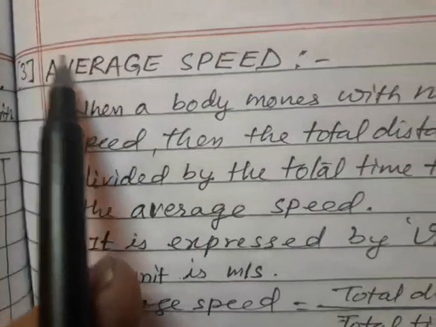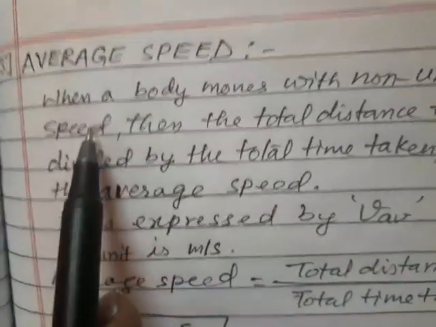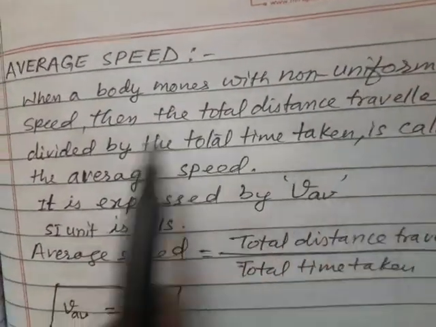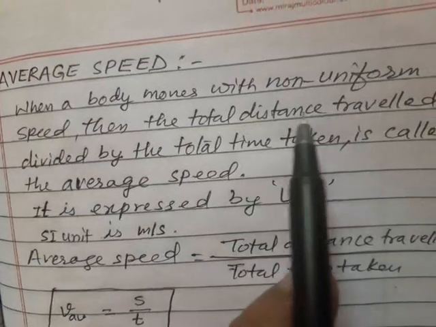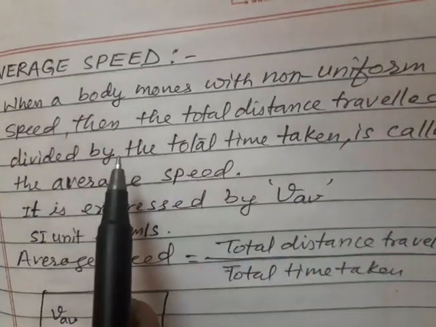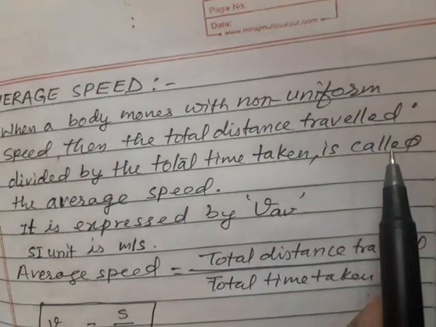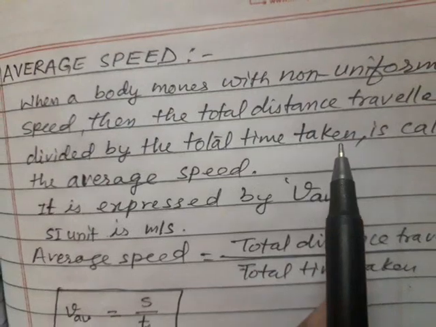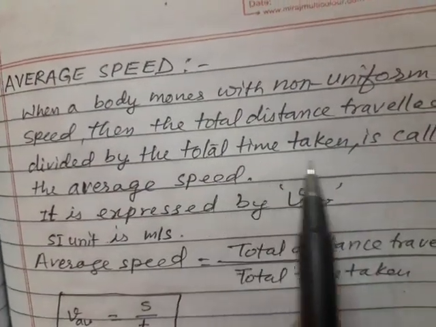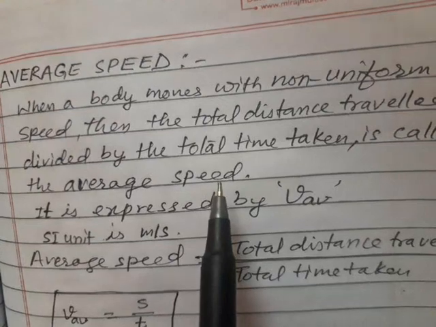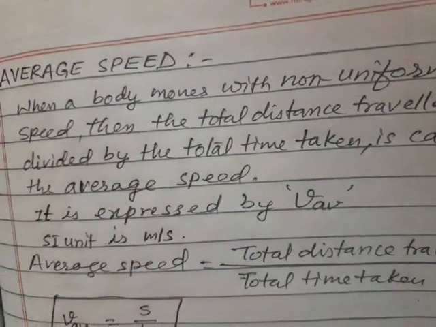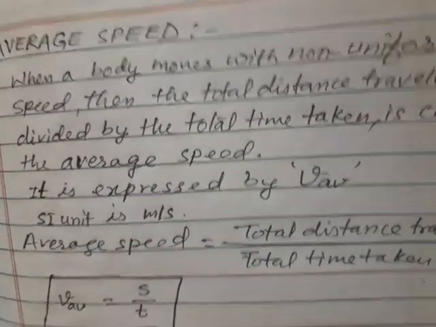Now take another type of motion, that is the average speed. What is average speed? When a body moves with non-uniform speed, then the total distance traveled divided by the total time taken is called the average speed. It is expressed by VAV, and its SI unit is meter per second.